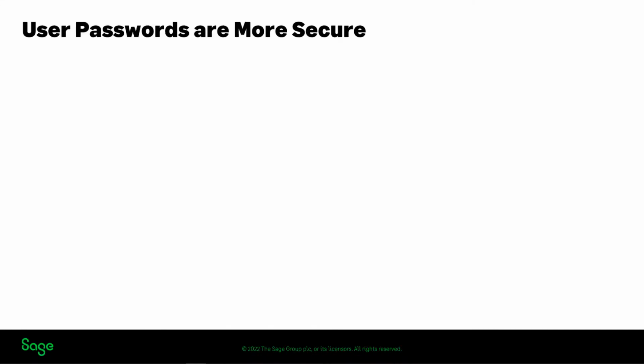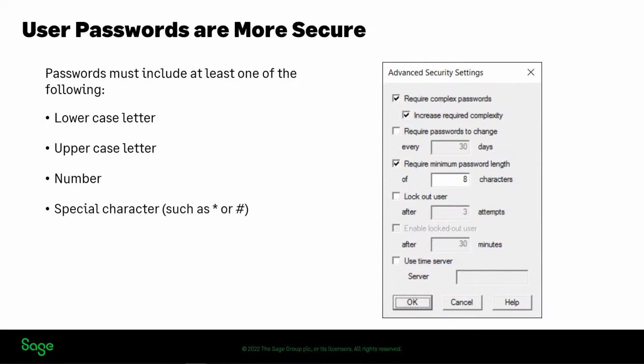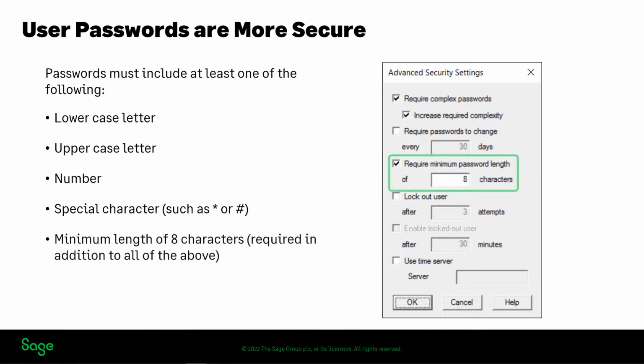Classic screens. Changes have been made to the user passwords requirements to make Sage 300 more secure. In Sage 300 Database Setup, on the Advanced Security Settings screen, a new Increase Required Complexity option lets you require that passwords include at least a lowercase letter, uppercase letter, number, and special characters such as an asterisk or #. If you specify a minimum password length, it must be at least 8 characters.